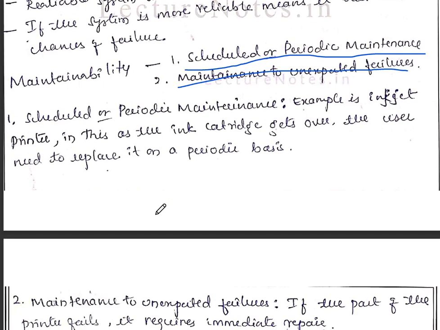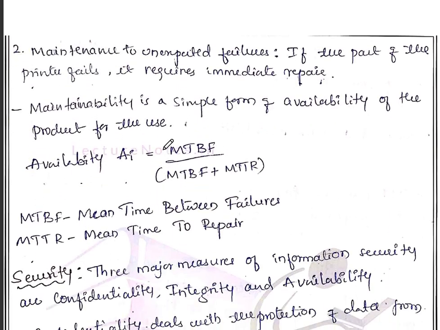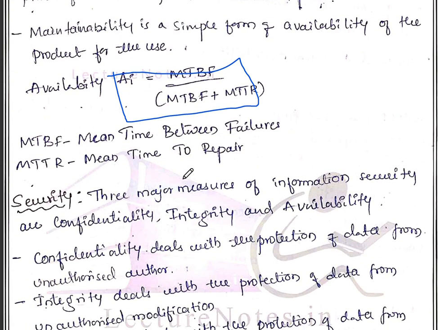So this is scheduled or periodic maintenance, whereas maintenance for unexpected failures would be the response to a system in which the user has not expected any failure, and it was like an interrupt that occurred during the maintenance. So the availability equation is given by mean time between failure divided by mean time between failure plus mean time to repair.